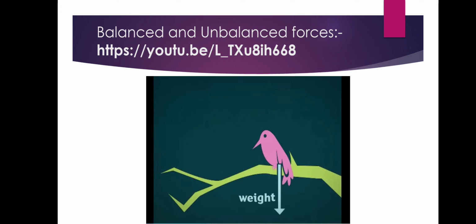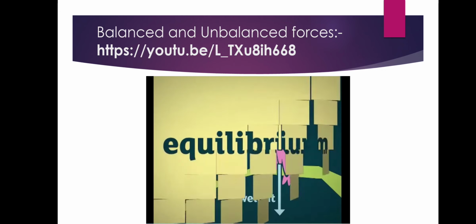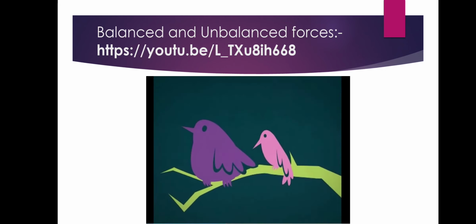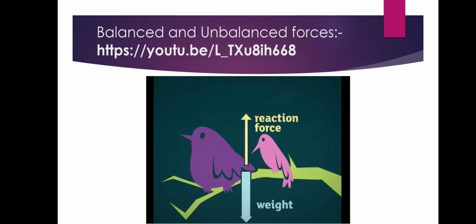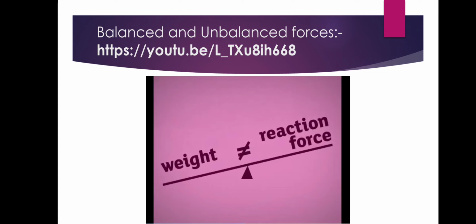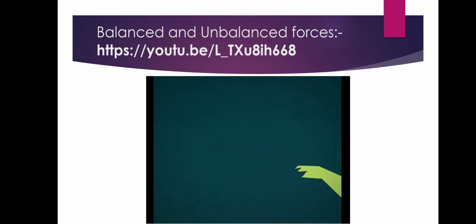This bird is happily resting on a branch. The weight of the bird is the same size as the reaction force from the branch. We call this equilibrium. But what happens when another bird lands on the branch? The weight, and so the force acting downwards, is now too big. The combined weight and reaction force are now different sizes. They are unbalanced. The branch breaks and the birds fall.